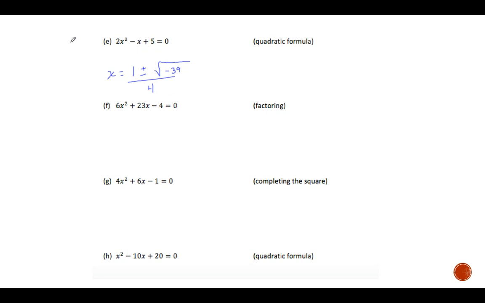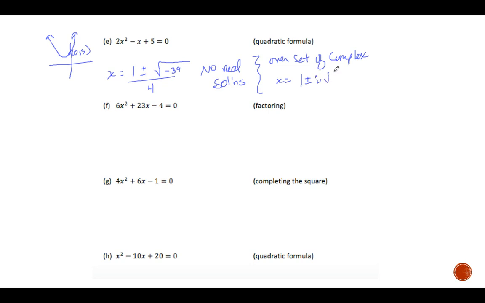That means that this parabola that opens up and has a y-intercept of 5 does not hit the x-axis. There are no real solutions. If you are just asked to solve, the answer is no real solutions. If you were asked to solve over the set of complex numbers, then yes, you are supposed to recognize that the solutions are like that, but they aren't graphed, right?